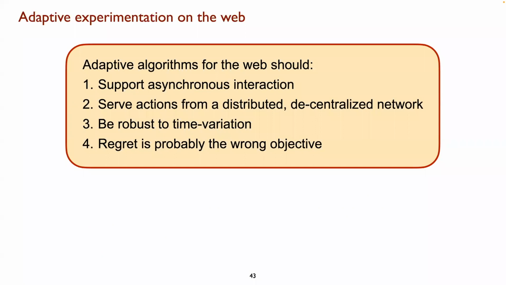These two experiences and additional experiences working with Kiva and Amazon really taught me a few rules that any adaptive experimentation on the web, or most adaptive experimentation, should really follow. The first one being you have to support asynchronous interaction. You have to serve from a distributed or decentralized network. You have to be robust to time variation. And regret is almost always the wrong objective. I'm going to go through these one at a time, and hopefully it's not too laden with opinions.